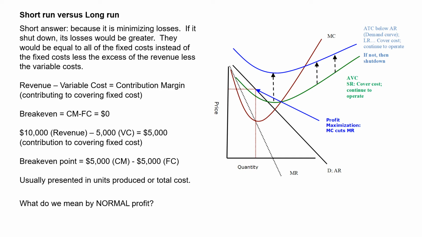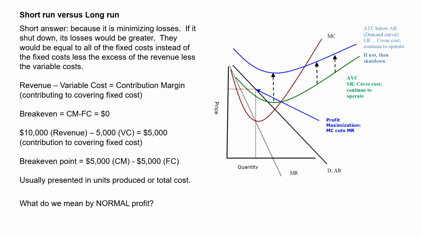But in the long run, this is indicated here. If we don't cover all of our costs, then we shut down. This is, again, an example of it, the picture of it. So revenue minus variable cost is equal to contribution margin. The contribution margin is the part that you're actually covering your fixed cost. So the break even is the contribution margin minus your fixed cost. So the two combined, you have to reach zero.